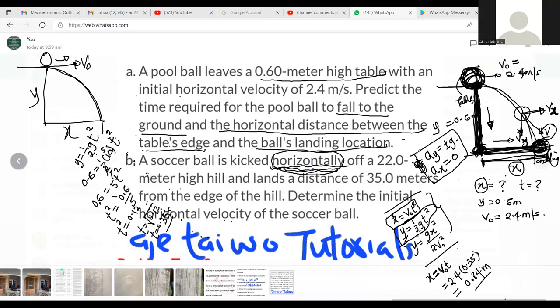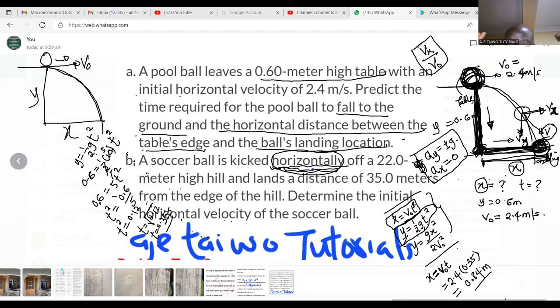Let's go on. Number two. Let's go on. Somebody's chatting me up. He said, I don't understand VX over V naught. There is nothing like VX over V naught. Okay, or maybe you should elaborate.